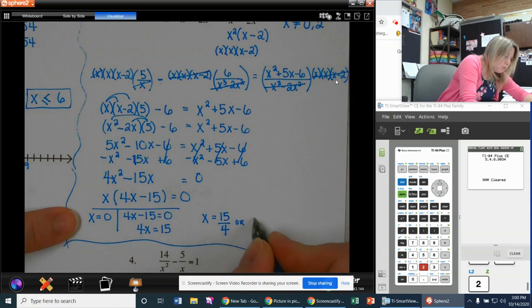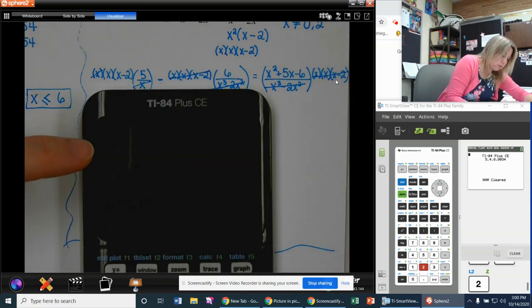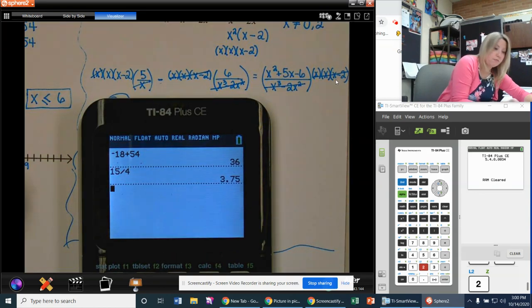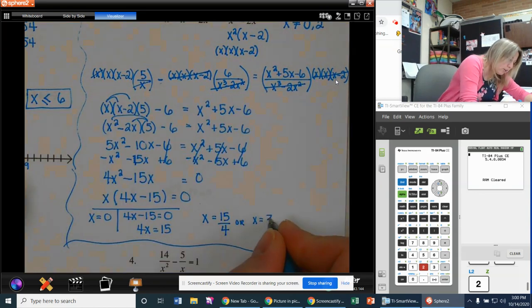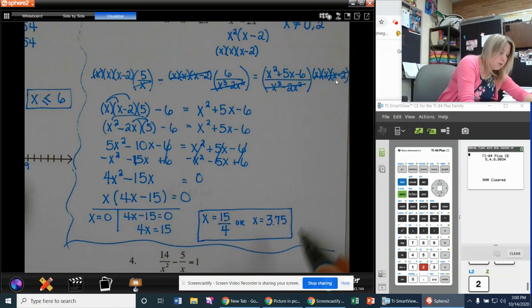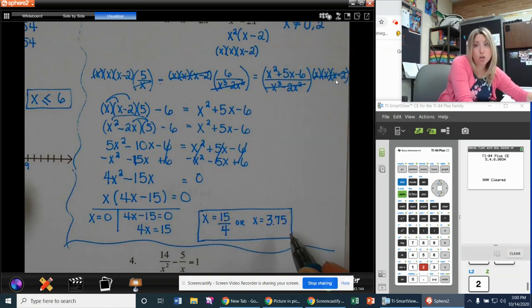And now I divide both sides by 4, and I get x equals 15 fourths. Or you may say x equals 3.75, which you're allowed to do it that way too. Either of these. I'm going to box this one in because when I look back up, x was not allowed to be 0 or 2.